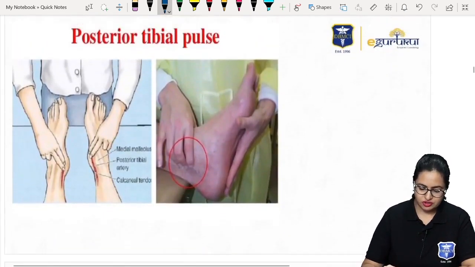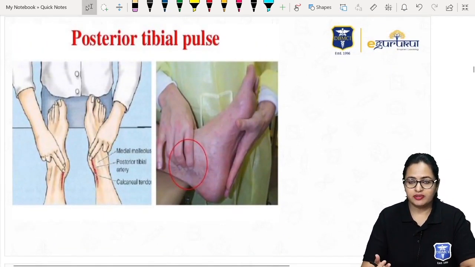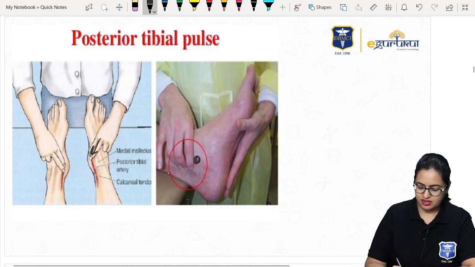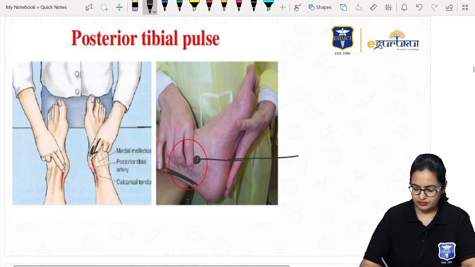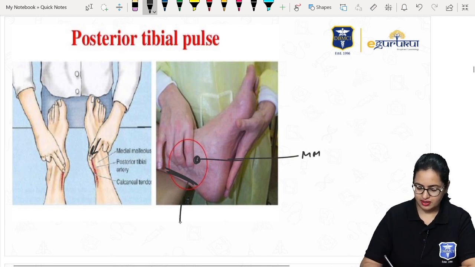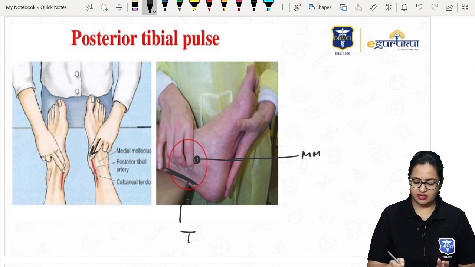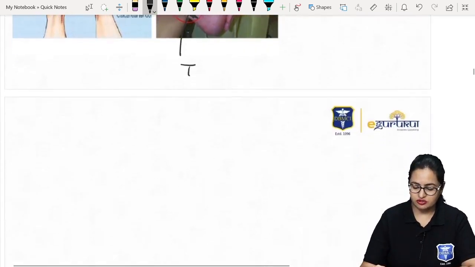So if you see this picture over here, this is showing how to palpate the posterior tibial artery. This is the location where you can palpate the posterior tibial artery. This is the medial malleolus and this one is the tendocalcaneus, and in between you can feel the pulsation of the posterior tibial artery.